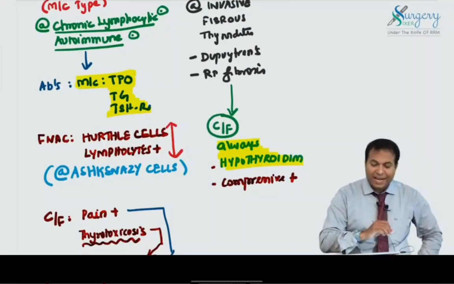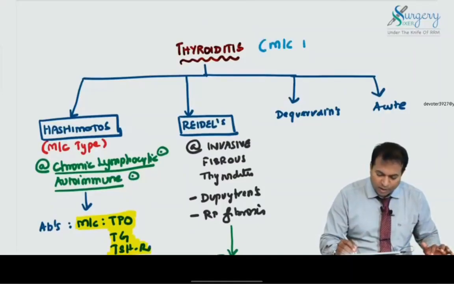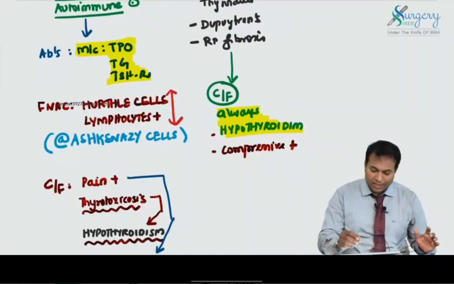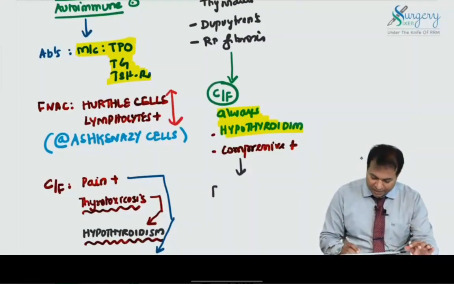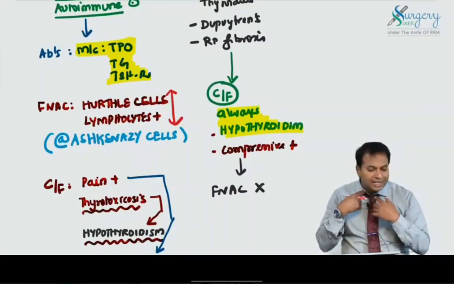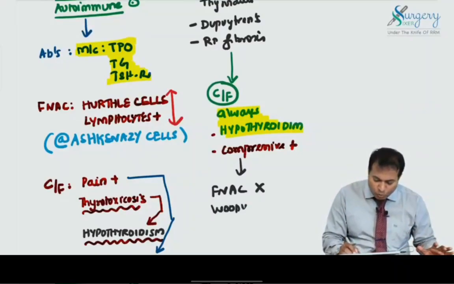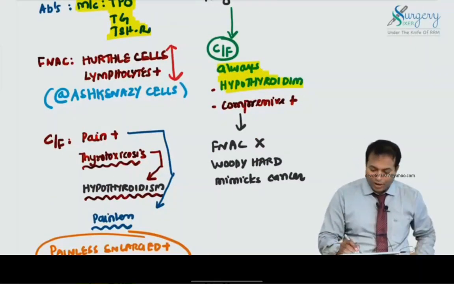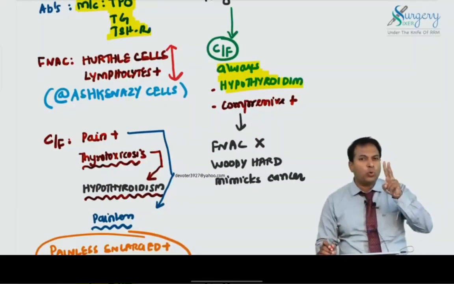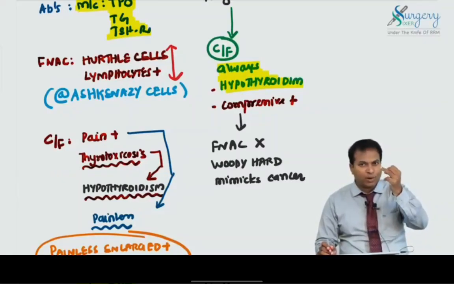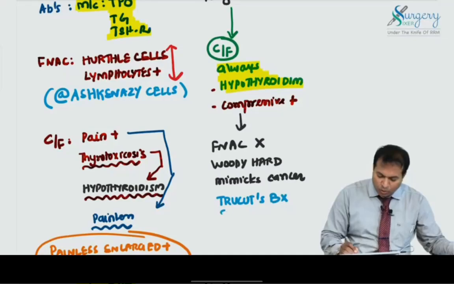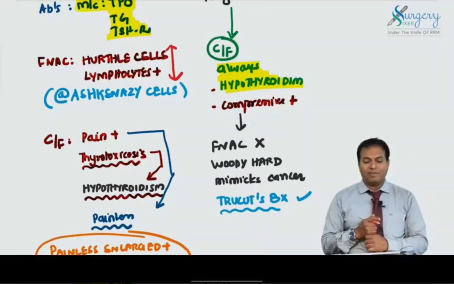All thyroiditis are more common among females in the age group of around 30 to 40 years. I would like to tell you one interesting thing in Riedel's. FNAC cannot be done. When you put the needle in, it is a woody hard swelling that mimics cancer. You cannot even put your needle inside. Therefore, if you want tissue, you have to go for a true cut biopsy. There are only two places where you do true cut biopsy in the thyroid: one is Riedel's thyroiditis, and the other is anaplastic cancer.